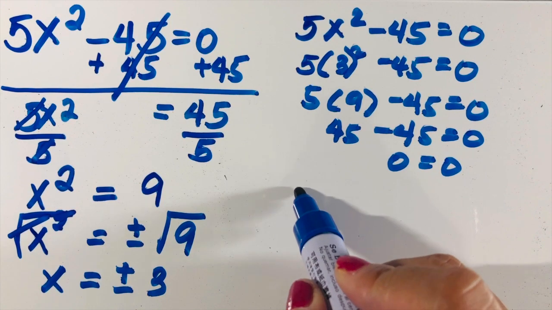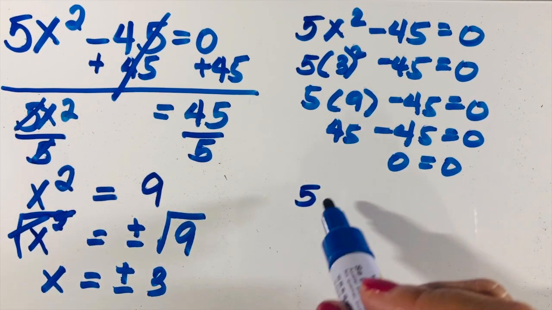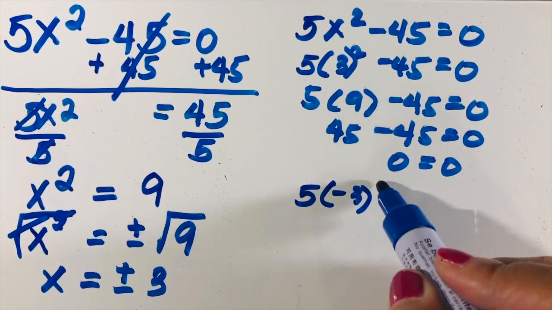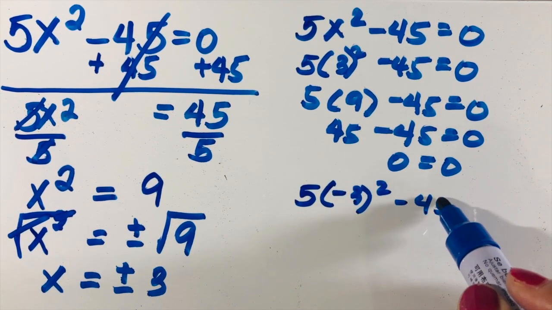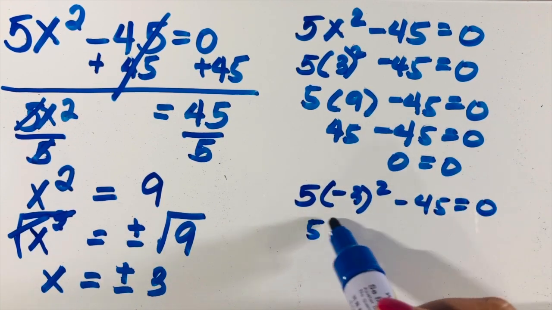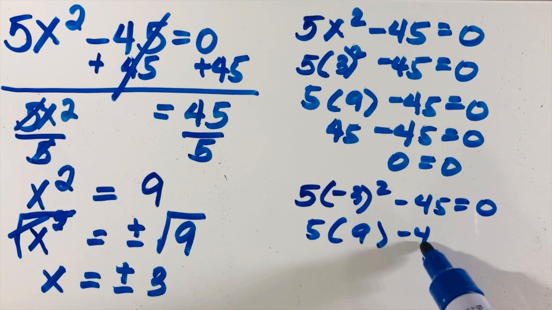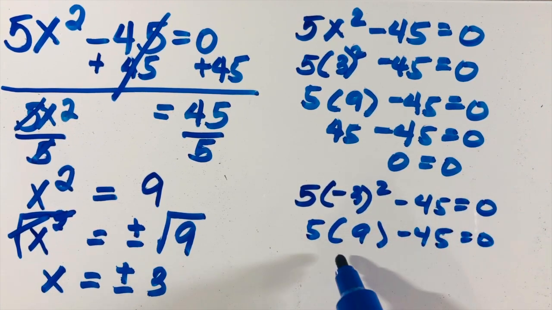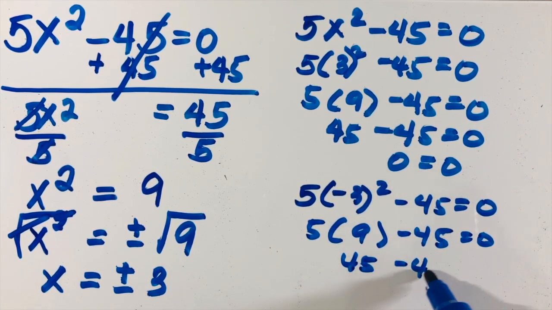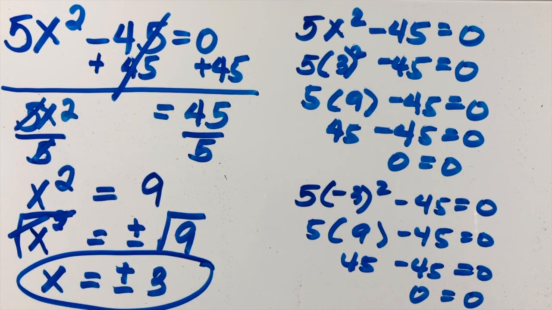So let's try negative 3. So, this is negative 3 squared minus 45 equals 0. It's still 9. And, as you can see, this is 45 minus 45 equals 0. Therefore, the solutions positive and negative 3 are correct.